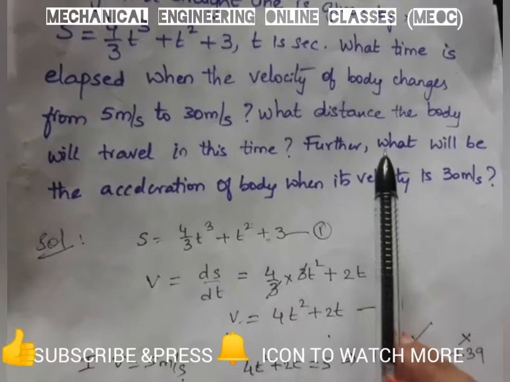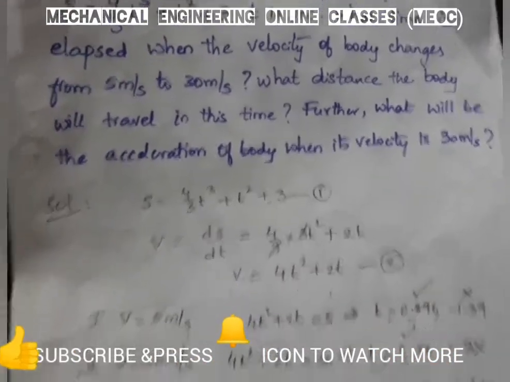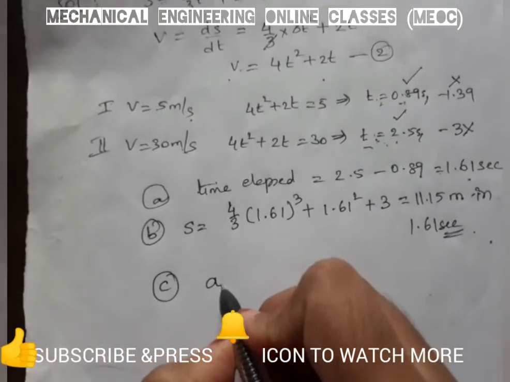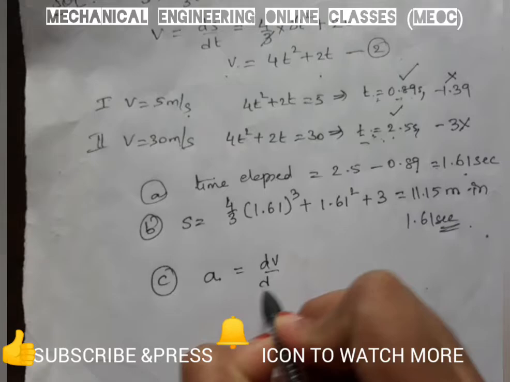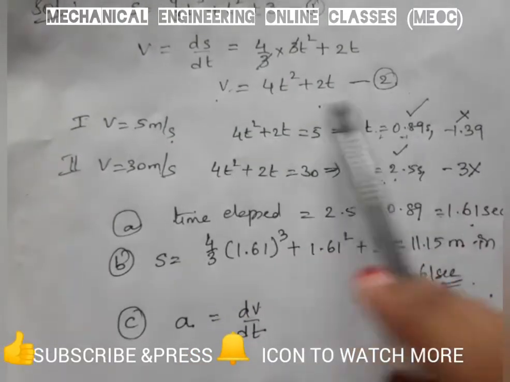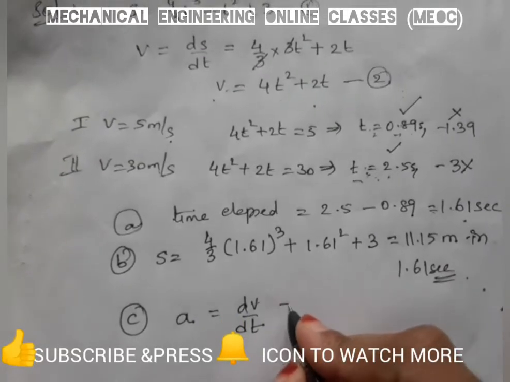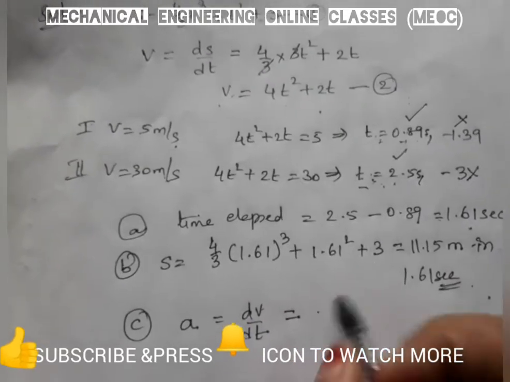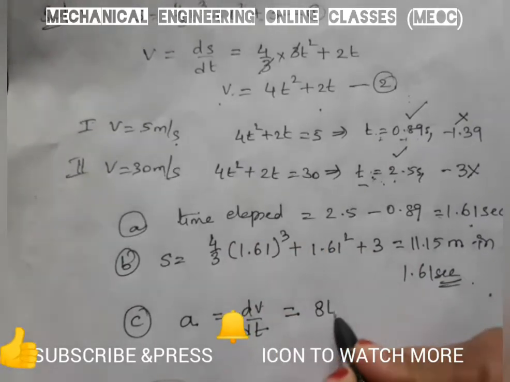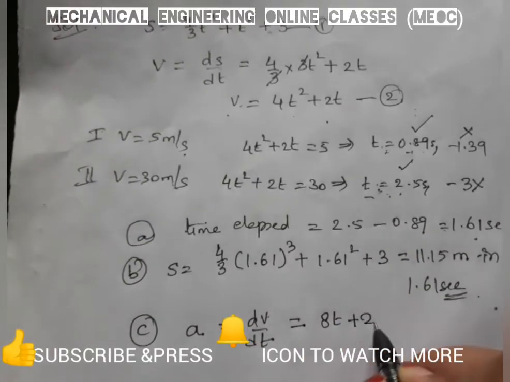The third bit is, what will be the acceleration when its velocity is 30 meter per second? So that is the C bit. We have to find acceleration a. We know a is equal to dv by dt. v is given in equation number 2. So differentiating equation number 2 with respect to t gives us the acceleration. It becomes d by dt of 4t square is 8 into t plus d by dt of 2t is 2.